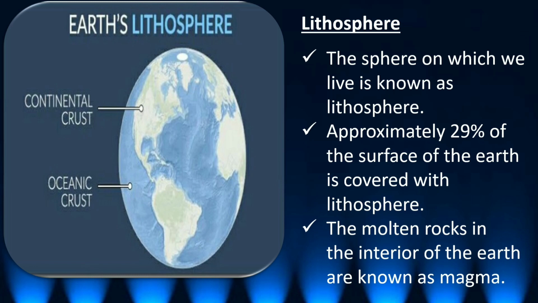The molten rocks in the interior of the earth are known as magma. The rocks in the interior part of the earth melt only due to high temperatures. Otherwise, the rocks are in solid form. But the moment there is high temperature and pressure in the interior of the earth, the rocks get converted to molten rocks, and these molten rocks are called magma.